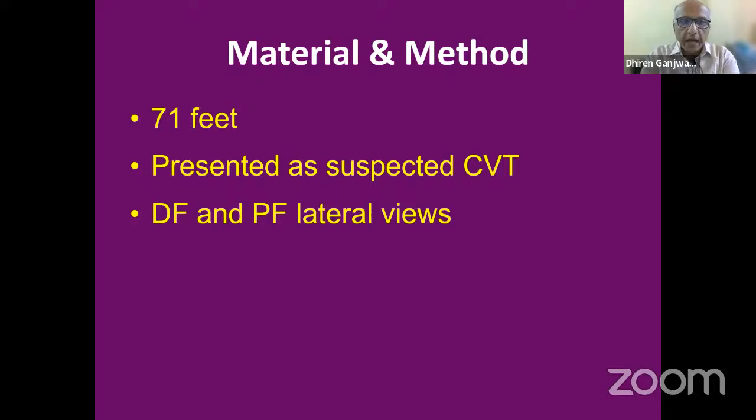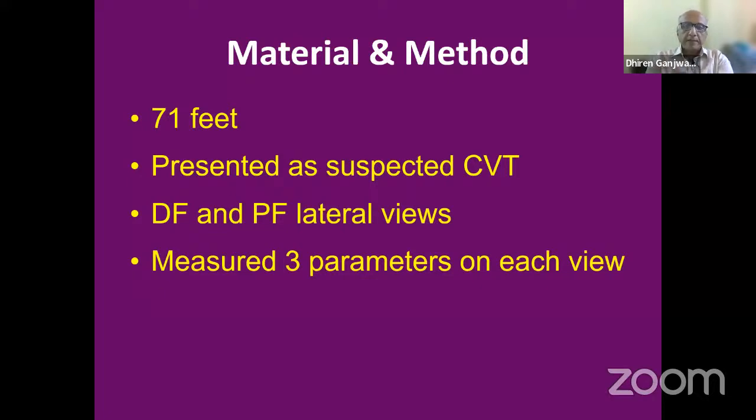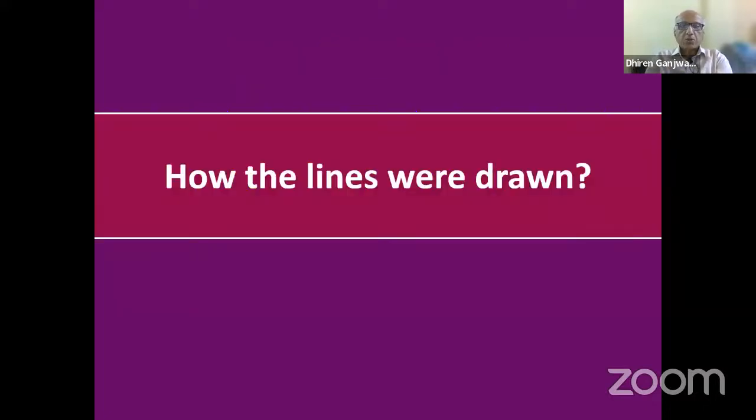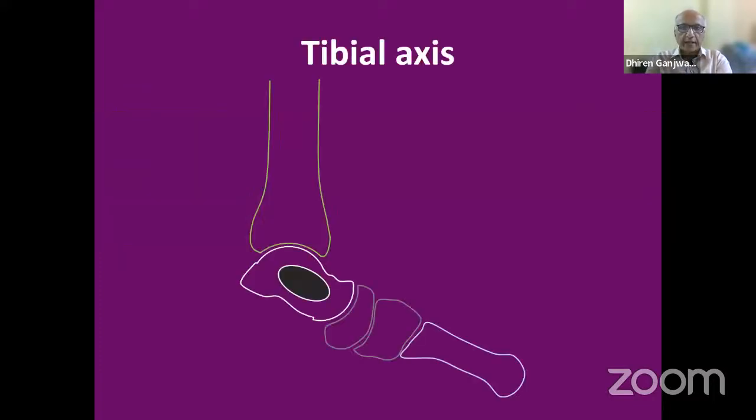We obtain dorsiflexion and plantar flexion lateral views, and then we measured 3 parameters on each view. So we have a total of 6 parameters. The next point is how the lines were drawn for the measurement of the angle.